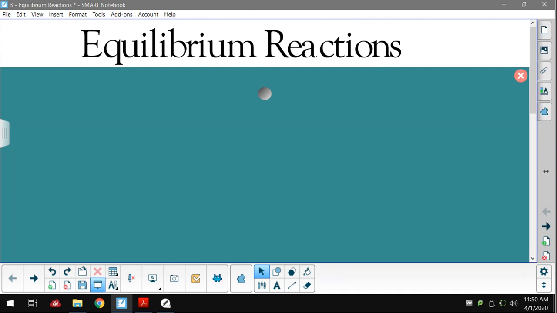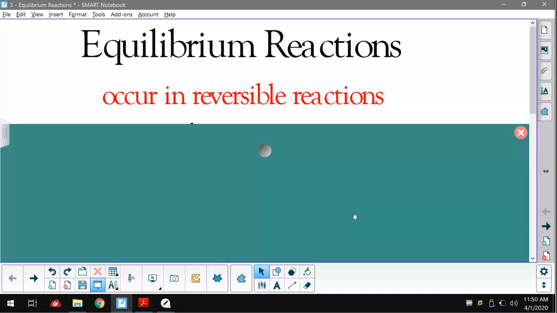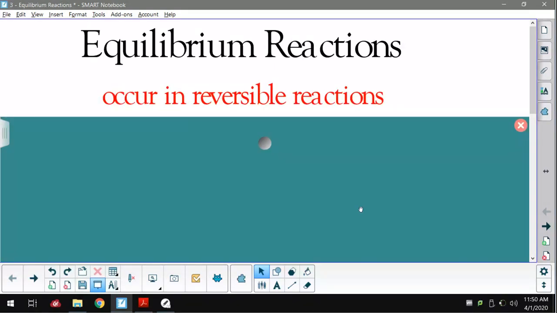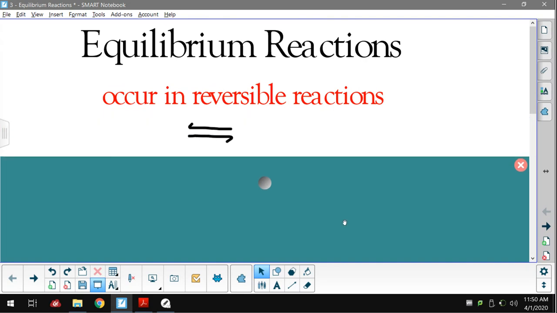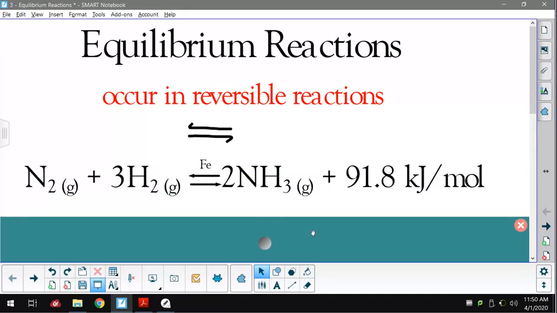An equilibrium reaction is a reaction that is a reversible reaction. So reversible reactions do not occur all the time. There's only certain ones that will do that. You'll see a double-headed arrow like that. The most common one that you'll see is this one here. It's called the Haber process. I told you this will show up frequently.